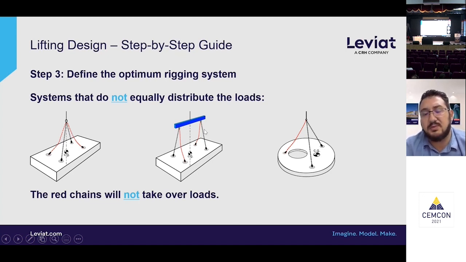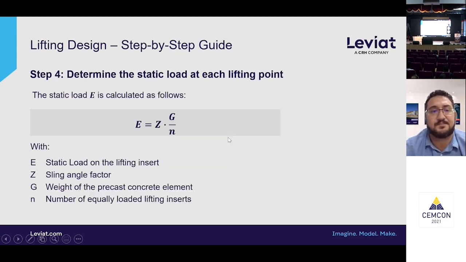What else you can see here is when a spreader beam is used, but still with no load equalizing triangle, again the shorter chains would only take the loads, and the effective load will be doubled onto the anchor.